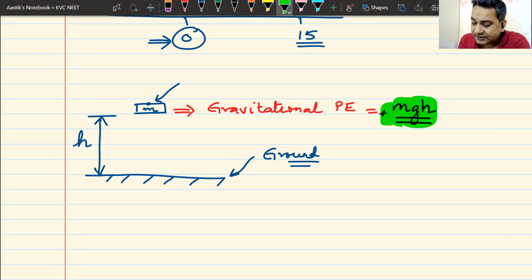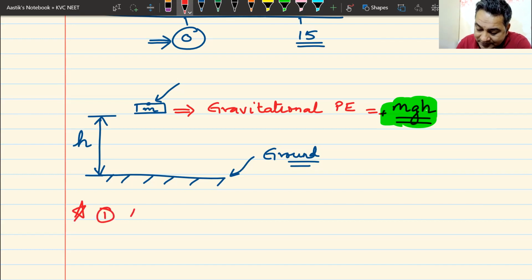Because I would tell the student, "Beta, the absolute value is not defined." So if someone tells us that the energy at this point is mgh, that is conceptually wrong. Why is it conceptually wrong? Because the absolute value of gravitational potential energy or electrostatic potential energy or elastic potential energy is not defined, and that is the first important point that we must remember.